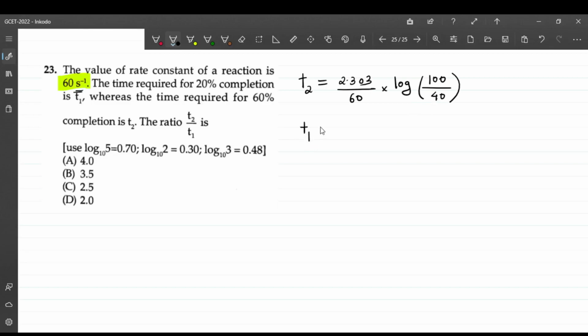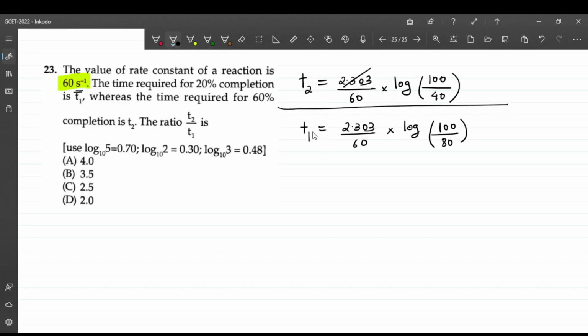Then what would be T1? T1 will be 2.303 divided by, again, 60 as the rate constant, into log of 100, which I am considering as initial. For 20% completion, how much is remaining? 20% is consumed, right? So 80% is remaining. Here the ratio of T2 by T1 is asked, so I will cancel terms. If you find the ratio, I am dividing these, so this and this get cancelled, and the 2.303 and the 60 cancel out.